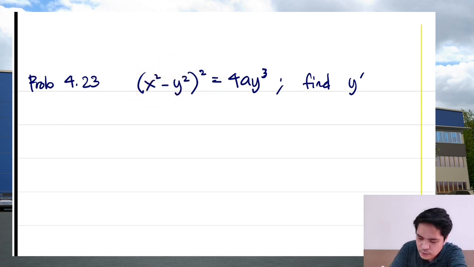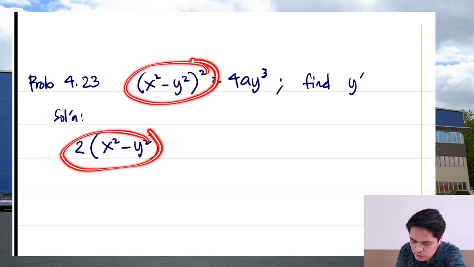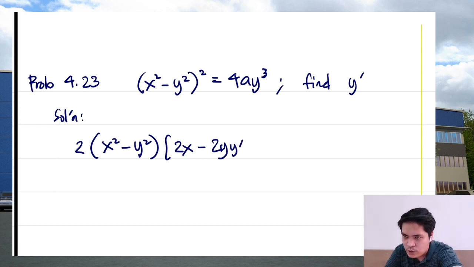Okay, so let's solve. So first, we'll try to get the derivative of this. So that would be 2. So this would be our solution. That would be 2 times x squared minus y squared raised to 2 minus 1, which is just 1. Okay? Then, so this is the derivative of this, the mother. Now, the derivative of the baby. So the derivative of that na nasa loob, that would be this. The derivative of x squared, of course, we know that is 2x minus the derivative of y squared. So the derivative of y squared is just 2y y prime. Again, if we are taking the derivative of y, we always multiply that by y prime, or dagdagan lagi natin ng y prime. Ayun, so tapos na tayo.